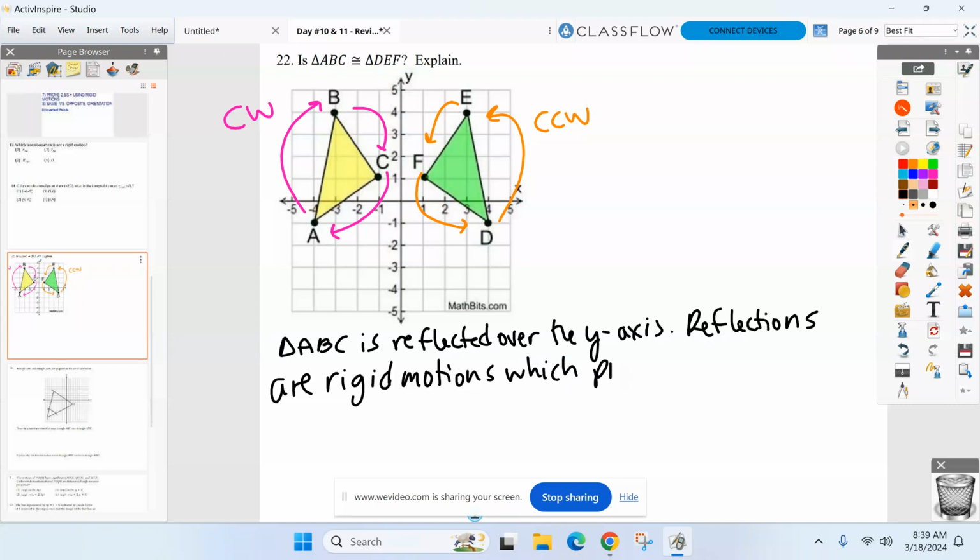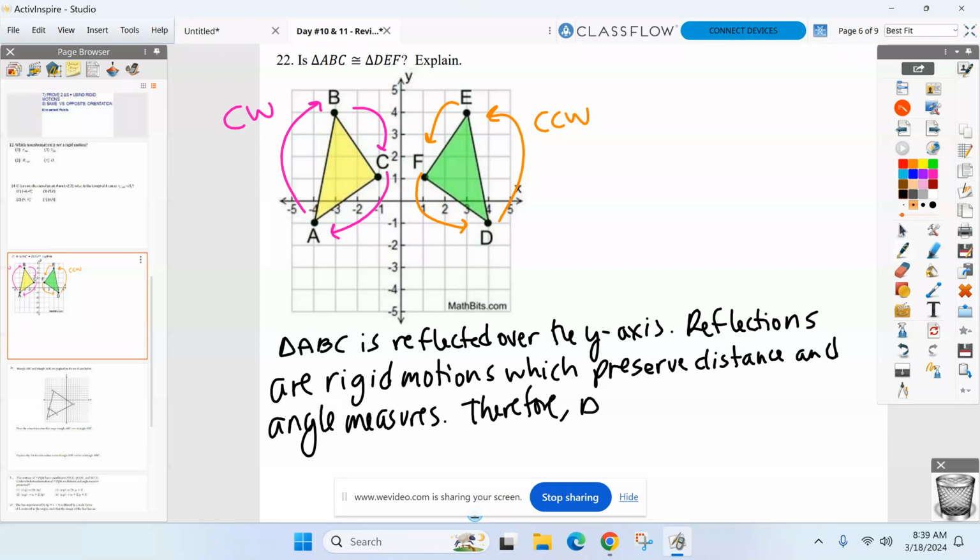Preserve. Yep, preserve distance and angle measure. There you go. And now you can get creative on me tomorrow if you feel like it. I'll go therefore right now. Therefore, triangle ABC congruent to triangle DEF. All right, that's the wording you need.